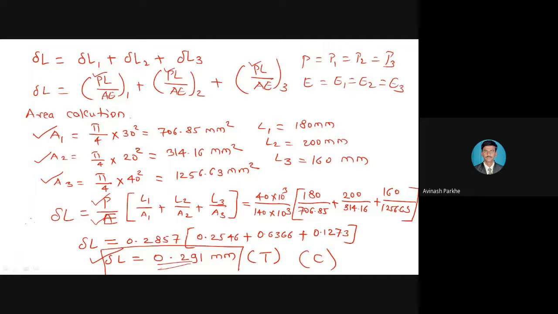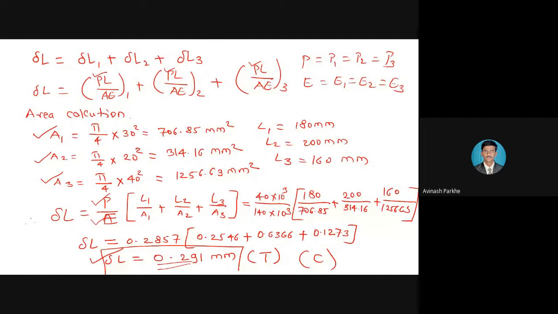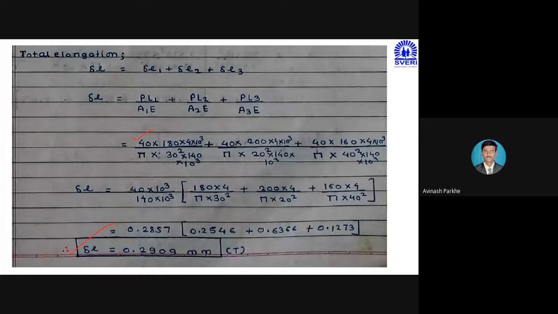in bracket tensile, because whatever force is applied on that particular figure, that force is under tension, or it is a pulling force. That means due to that 40 kilonewton force, the length of that particular body goes on increasing. Okay, this is the solution. Again, I have calculated it here.